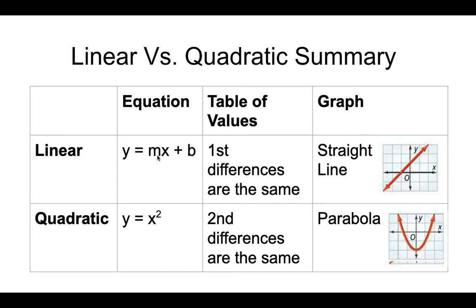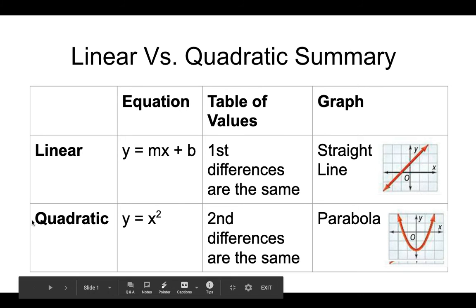If something is linear, the equation follows the form y equals mx plus b. So there's always going to be a number before the x, and sometimes it can be 1. So there could be an x by itself and then another number added that's by itself. When you look at the table of values, the first differences are going to be the same for linear functions. And if you graph them, it's going to be a straight line like it is here.